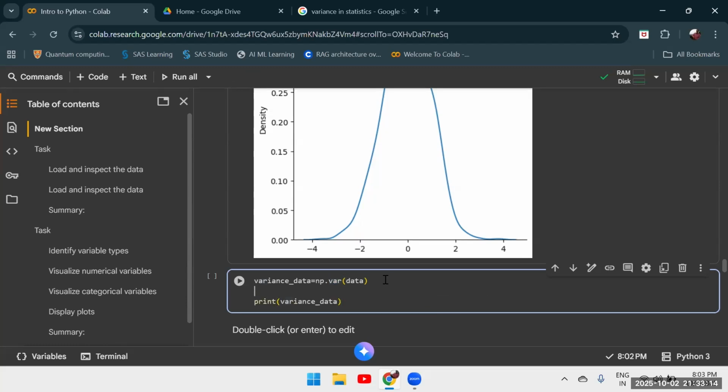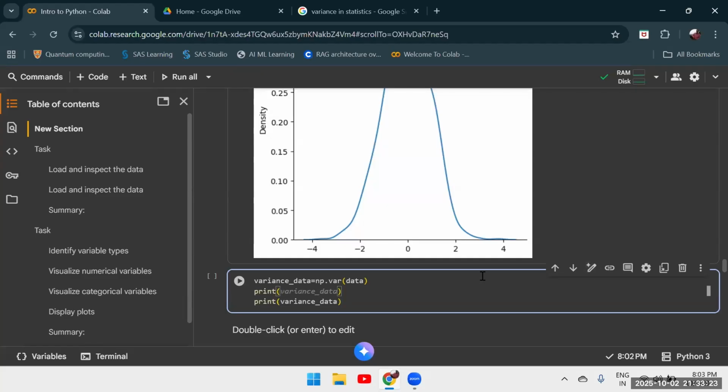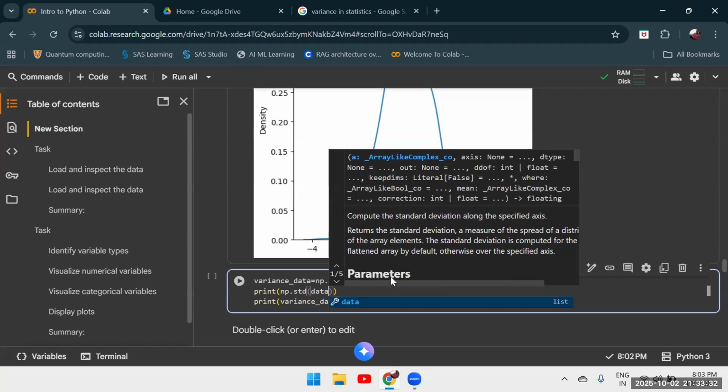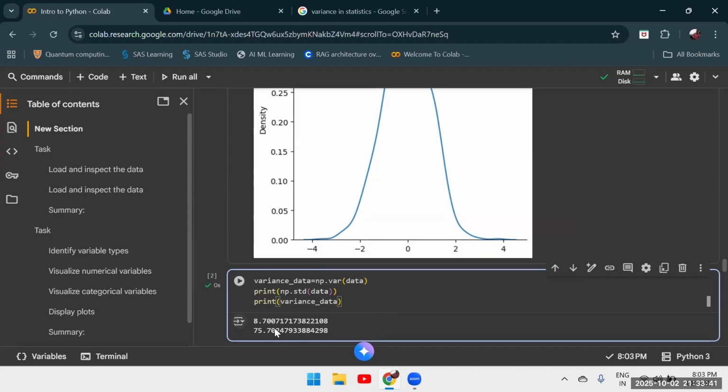I'm going to print both. Print np dot var of data, and we'll also do np dot std of data. Let's print both. So I'll display the standard deviation and variance together. Okay, you see the difference. 8.7 was your standard deviation.